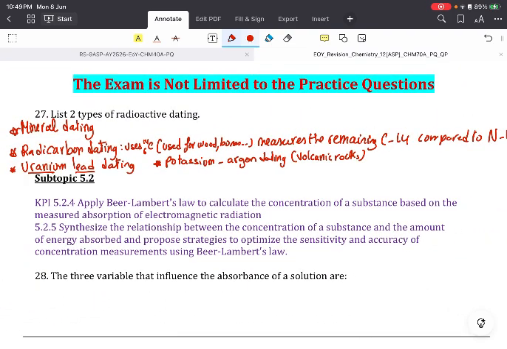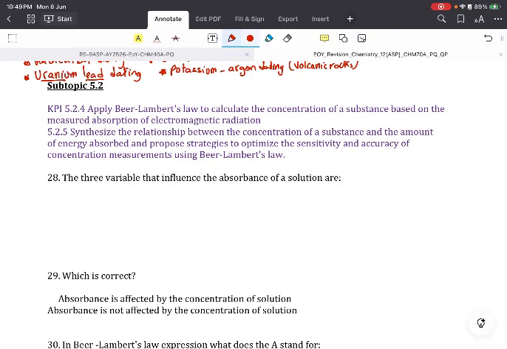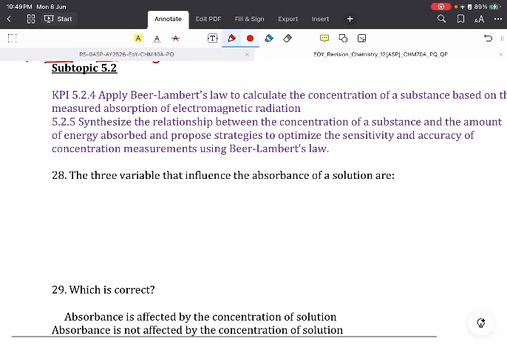So I think that's enough. There are still more, but this is enough. The most important one is the radiocarbon dating. This is the most famous one. Now, let's move on with our topic, moving to topic 5.2.